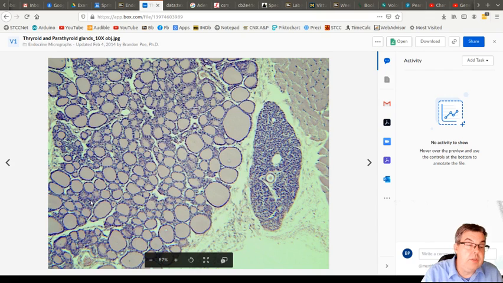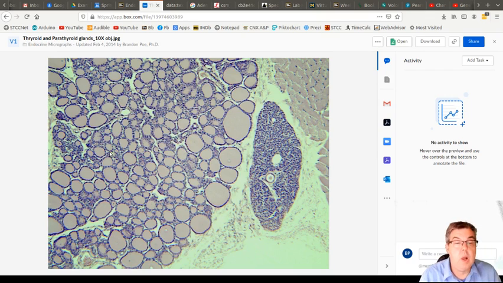Or these here, these here. Anywhere we don't see a single layer of cells surrounding a lipid follicle, those are what we're going to consider parafollicular cells for this course. Again, might not be 100% accurate, but for the information we have, it's the best we can do.